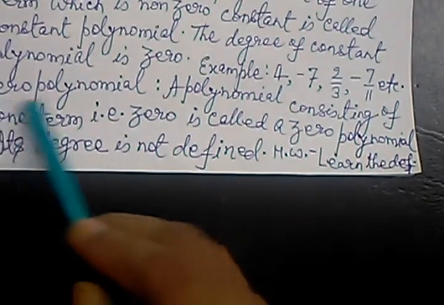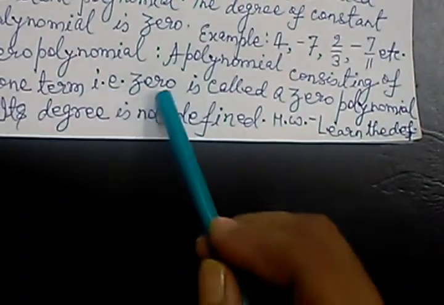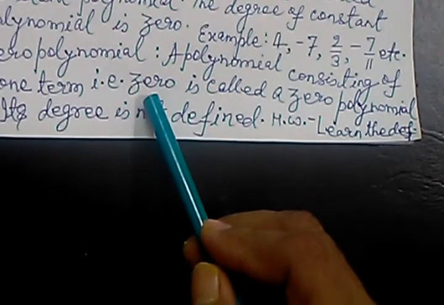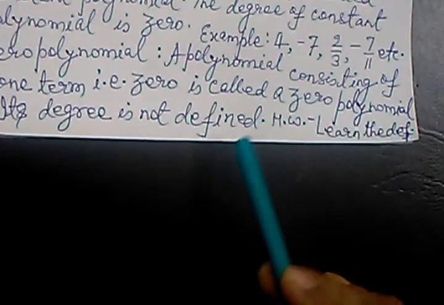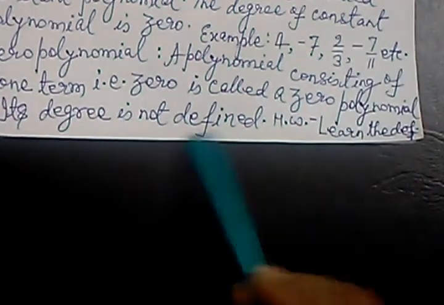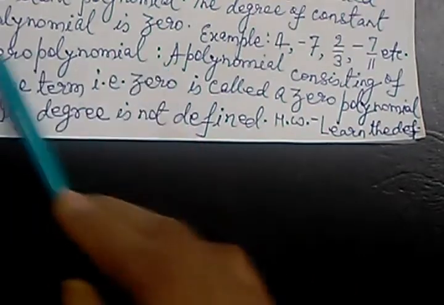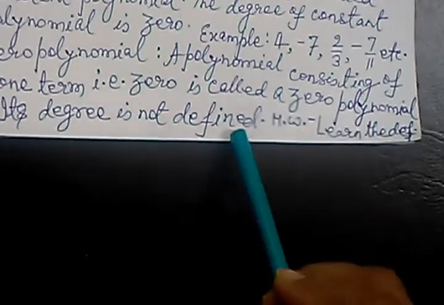Now next, this is the zero polynomial. Now we will know what is the zero polynomial. A polynomial consisting of only one term, and that term is nothing else but 0. That one term is 0, is called a zero polynomial. If a polynomial is having only one term and that one term is nothing else but 0, it is called a zero polynomial, and its degree is not defined. Actually, the zero polynomial's degree is not defined.